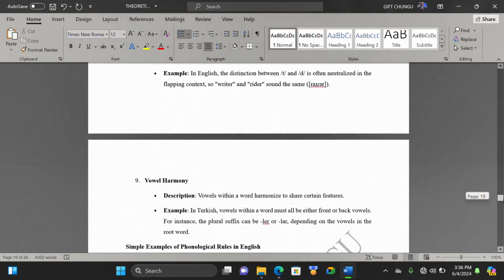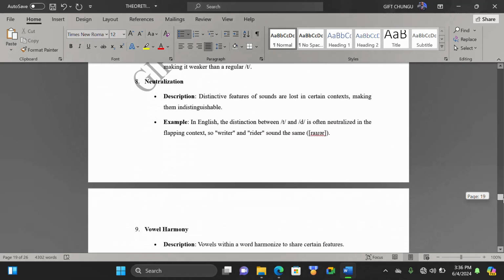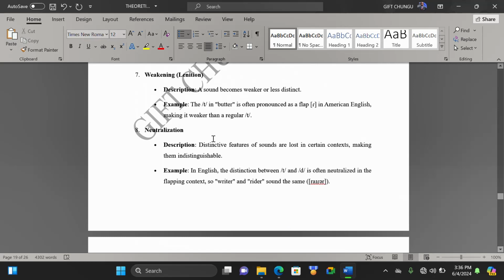Neutralization is not that important, but let's look at it just to know what it means. When we are looking at neutralization, we are looking at where distinctive features of sounds are lost in certain contexts, making them unrecognizable, something that we cannot actually identify. For example, in English, the sounds t and d are often neutralized in a flapping context. For example, in writer, we cannot get this sound, or in rider, we cannot get this sound. Da, da. We cannot actually get it.